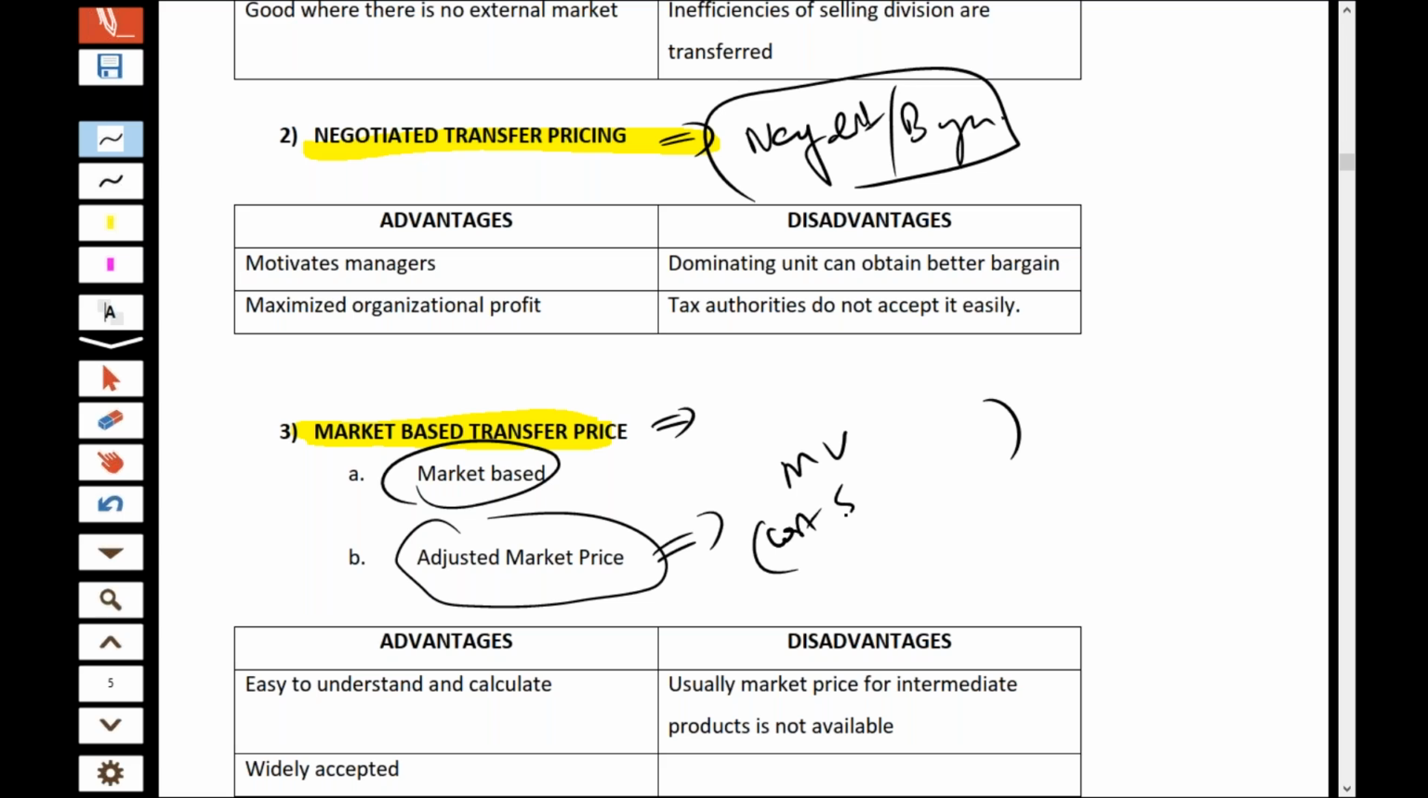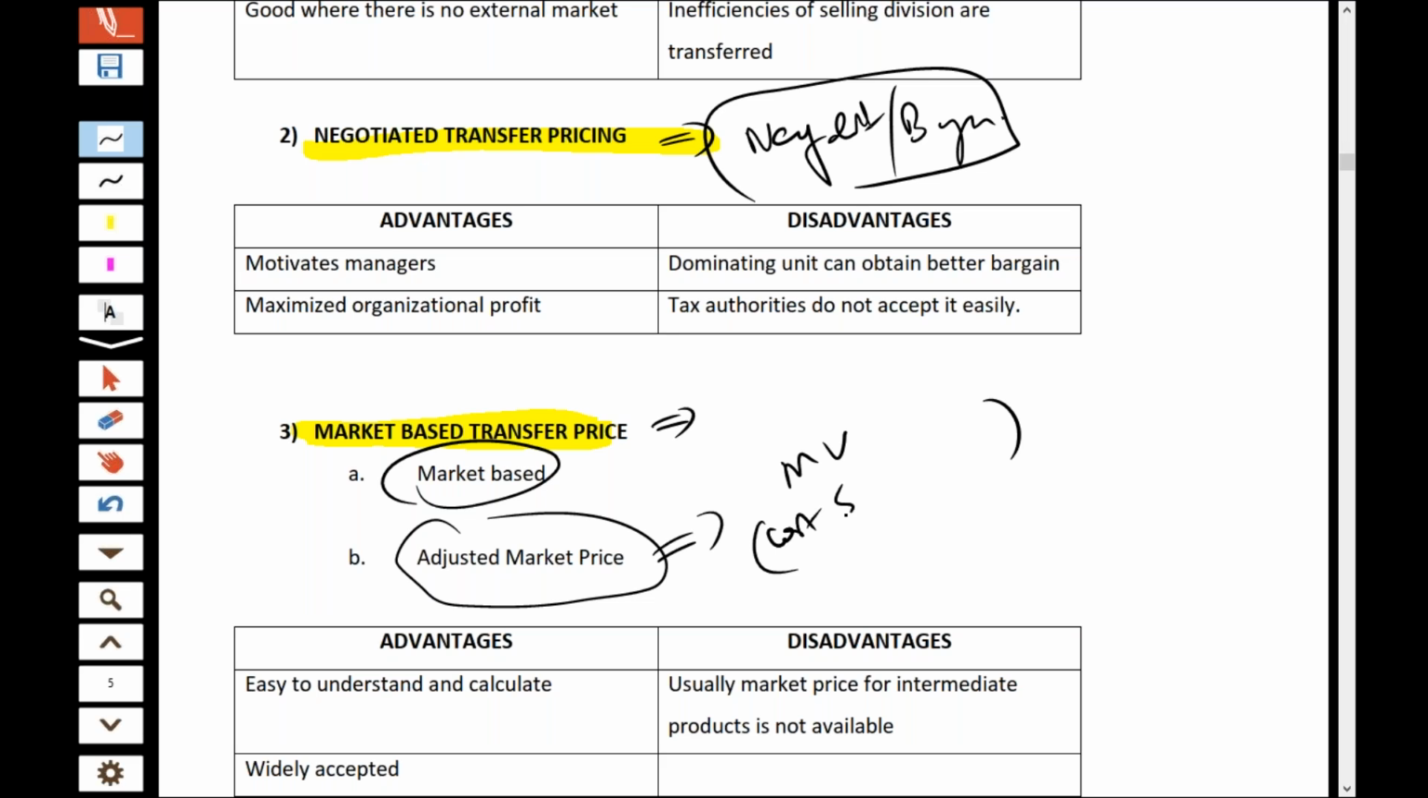Is that okay to everyone? Now, let's move a bit forward. On the basis of that question, we'll be discussing how transfer pricing is actually dealt with. You are being provided with this question.